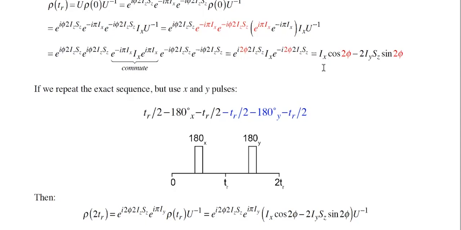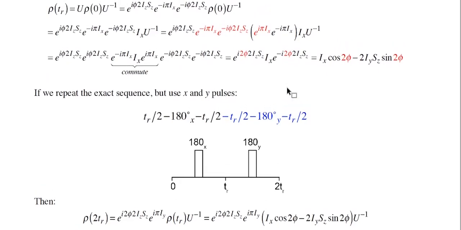And so you're going to have an Ix term, and then the other term is the commutation of Ix with IzSz. That should look like IySz. And the oscillation has the phase of the 2 phi. So this looks all complicated, but really what it says, I can represent in a simple diagram.